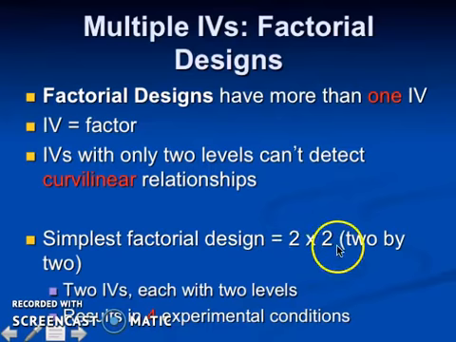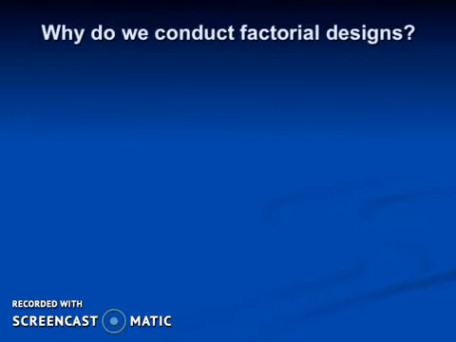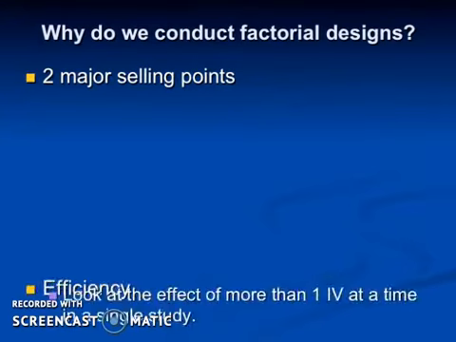And that's why it's a 2 by 2, is you can actually mathematically figure out how many conditions you'll have. So if I have 2 conditions for this independent variable, I have 2 conditions for this independent variable, I will have 4 different conditions that I am looking at. So there are 2 major selling points of this factorial design. One is efficiency.